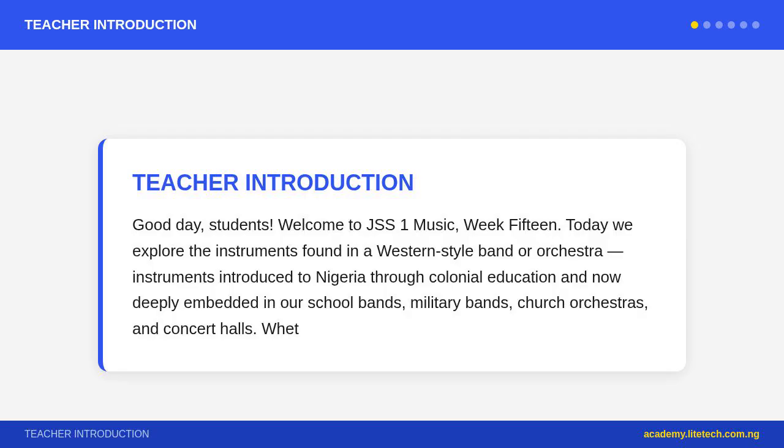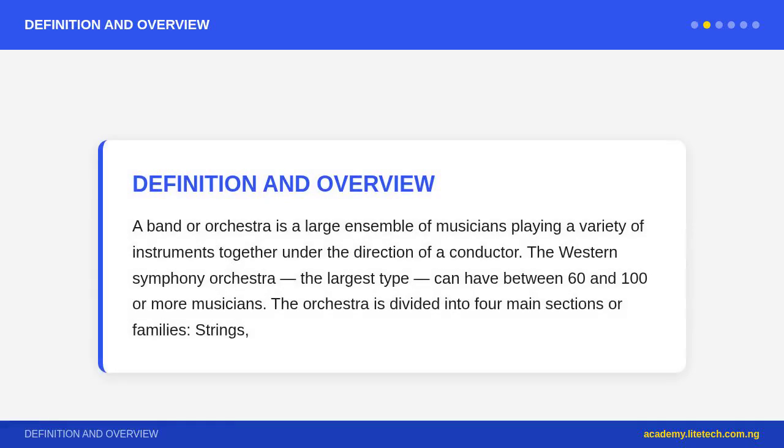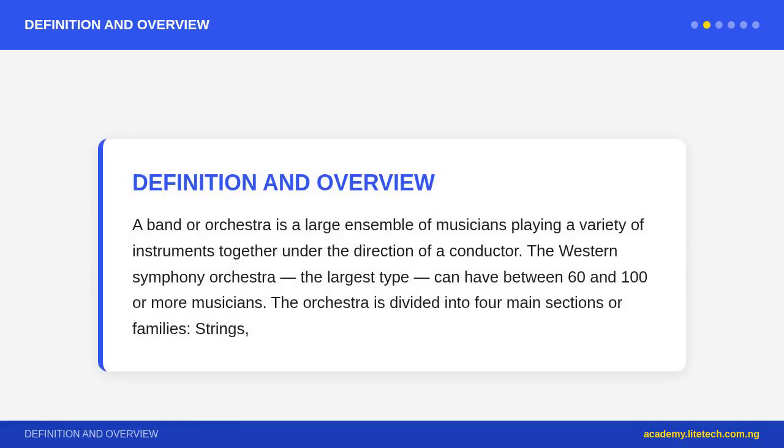In Nigerian formal music contexts, military bands, school bands, brass bands, not all four sections are always present. A brass band consists only of brass and percussion instruments. A string quartet has only string instruments. A wind ensemble has woodwind, brass, and percussion. But understanding all four sections gives you the foundation for understanding any combination.